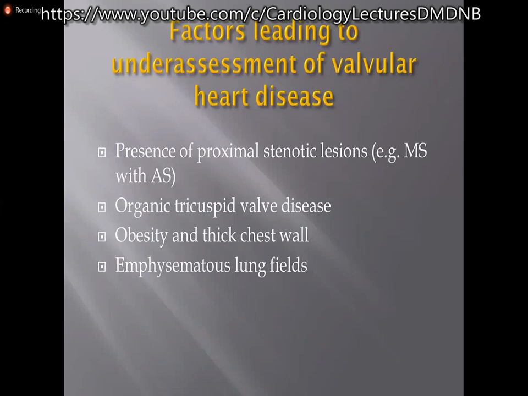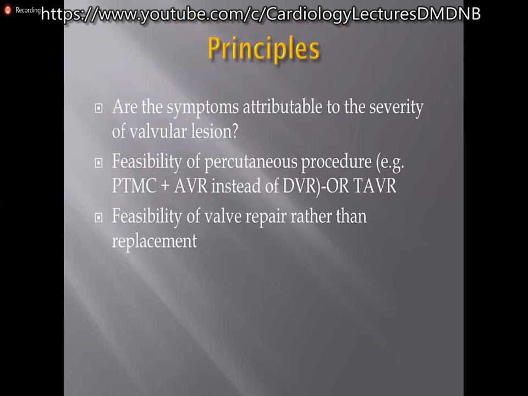So what are the factors leading to underestimation of valvular heart disease? Presence of a proximal stenotic lesion, for example, MS with AS. This is the least common of multivalvular disease. In presence of MS, you can underestimate AS. And it's also true, in presence of AS, you can also underestimate mitral stenosis. And presence of organic tricuspid valve disease, yes, you can underestimate the left-sided lesions. Obesity and thick chest wall, emphysematous lung fields. So these are of some clinical relevance.